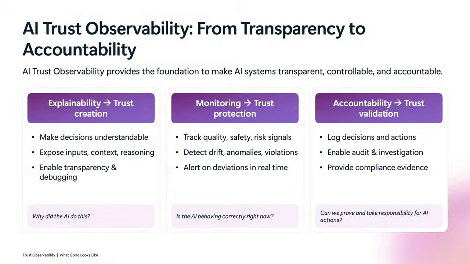Let's start with 3 pillars. Explainability helps people understand why the AI behaved the way it did. What inputs did it use? What context mattered? Why did it take that path? Monitoring tells us whether the system is behaving correctly right now: quality, safety signals, drift, anomalies, and policy violations. Accountability gives us the audit trail, so if something goes wrong, we can investigate and prove what happened. You need all 3 pillars to close the loop.